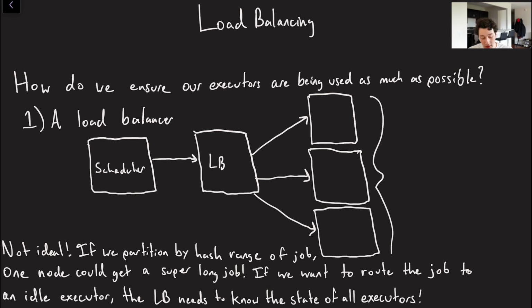So option one, and this may be a little bit naive, would be to use something like a load balancer. So in my opinion, this isn't going to be too ideal. The reason for this is, let's say we did some sort of consistent hashing so that based on a job ID, we assign a task to a specific executor node. Well, it is possible that one of those nodes could just get a super long running job, and then all of a sudden now we're trying to push more jobs to it, but we can't. We have to wait for that first job to finish.